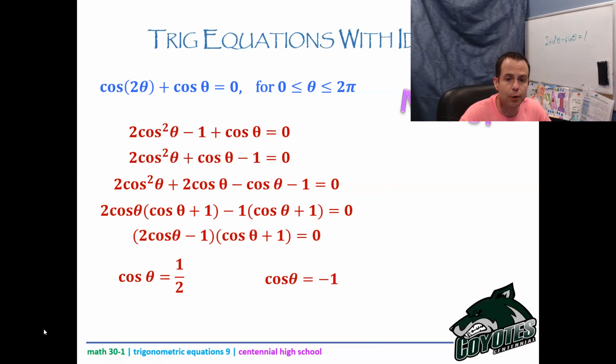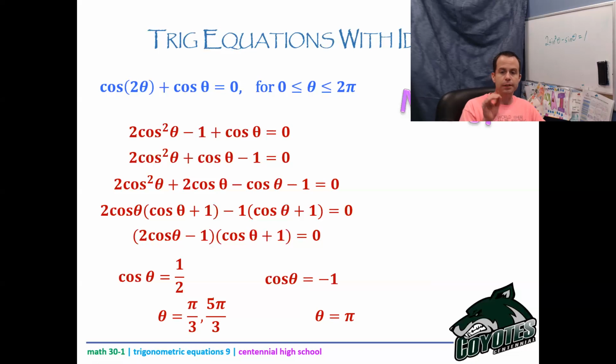Okay, so now we go back to my handy dandy unit circle. Where does cos of theta equal 1/2? Well, I have to be in quadrants 1 and 4. And that'd be pi over 3 and 5 pi over 3. Where does cos of theta equal -1? Remember that cos is your x value, so an x value of -1 would be at pi. So right now, going from 0 to 2 pi, remember I'm ignoring the domain, my answers would be these 3. I'd have pi over 3, pi, and 5 pi over 3.